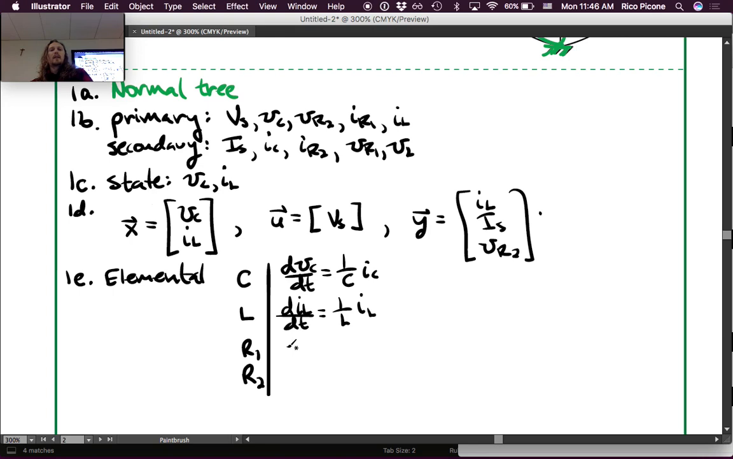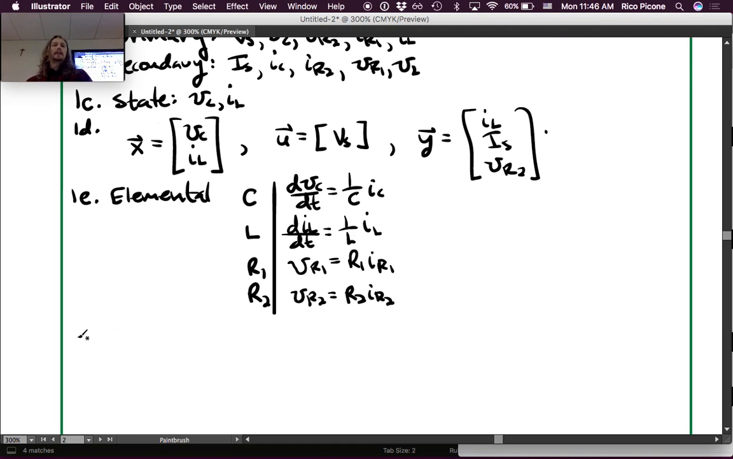What is the elemental equation for resistor 1? Yeah? Good. So there are our elemental equations. Great.